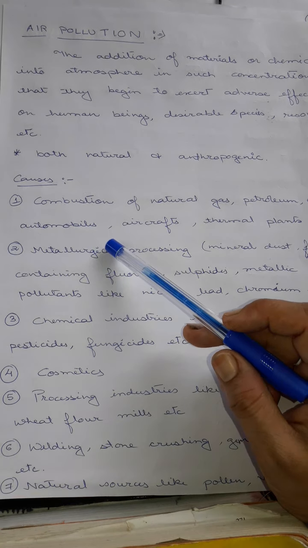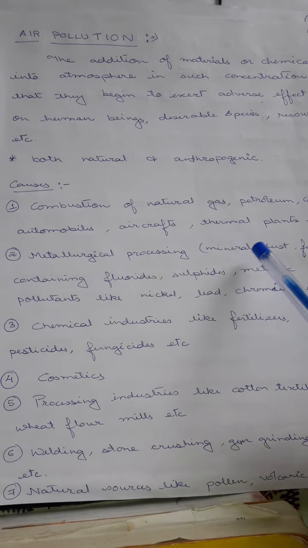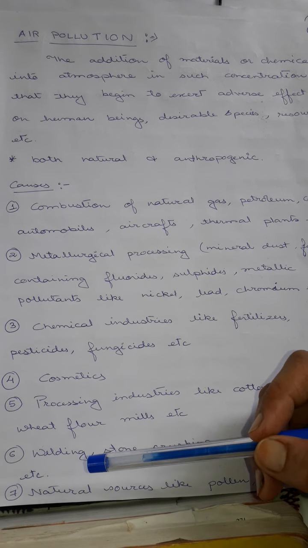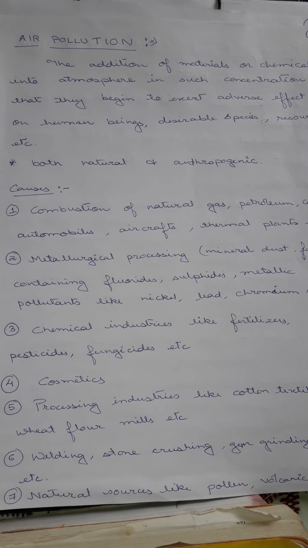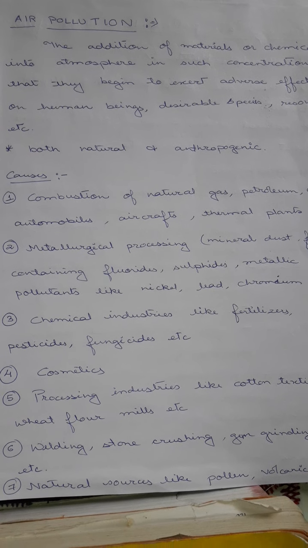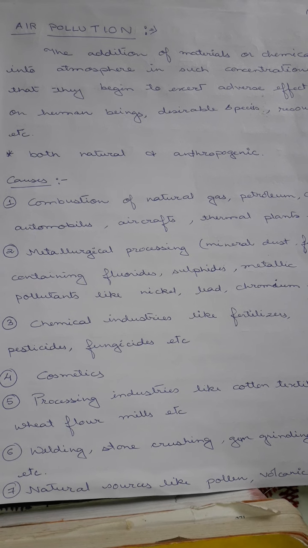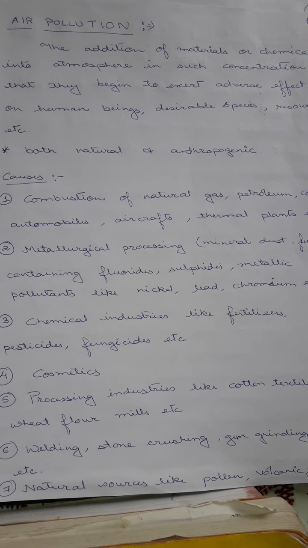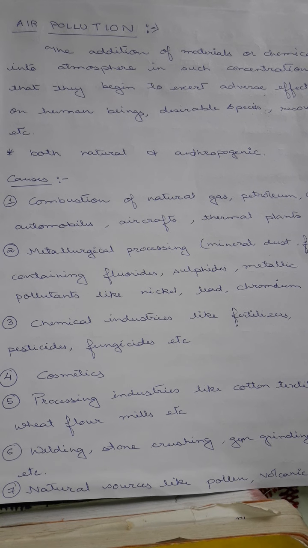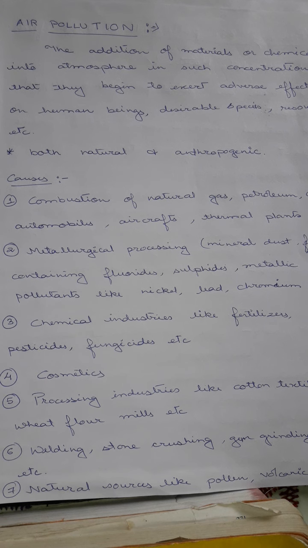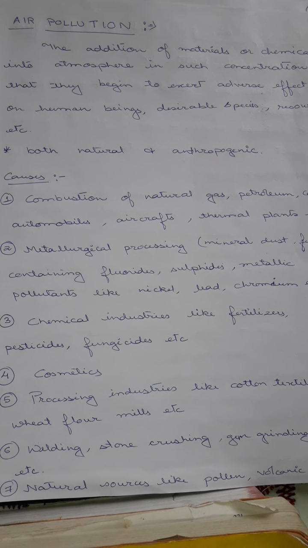Now, causes of air pollution. It may be due to combustion of natural gases, petroleum, coal. Then metallurgical processes, mining processes, minerals, dust, these are all produced from different sources, so that may cause air pollution. Chemical industries like fertilizers and pesticides may release harmful gases which may cause air pollution.